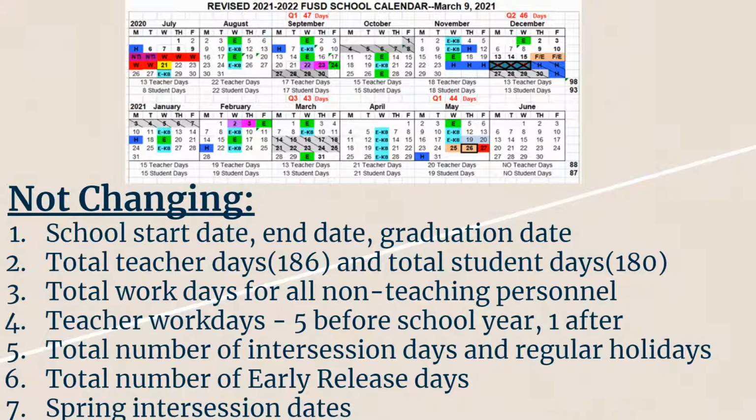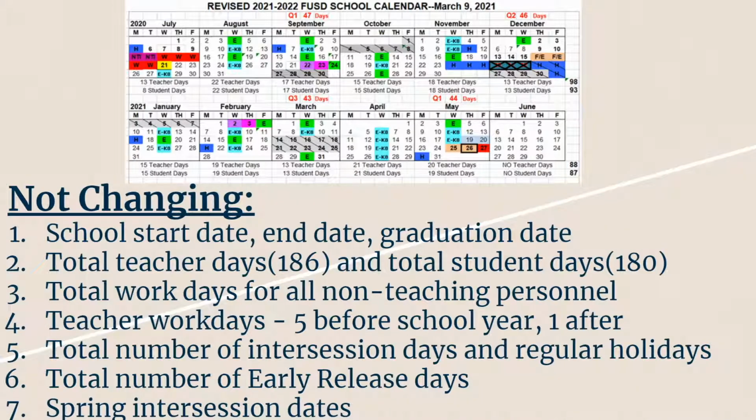So what's not changing about the calendar? And I apologize, the new proposed calendar is kind of small up there, but you should have this in front of you as well. Our school start date is staying the same. Our end date is staying the same. And our graduation date is staying the same. We've worked really hard the past couple of years to try to get out before Memorial Day, and we're still able to do this with the calendar that you see in front of you.